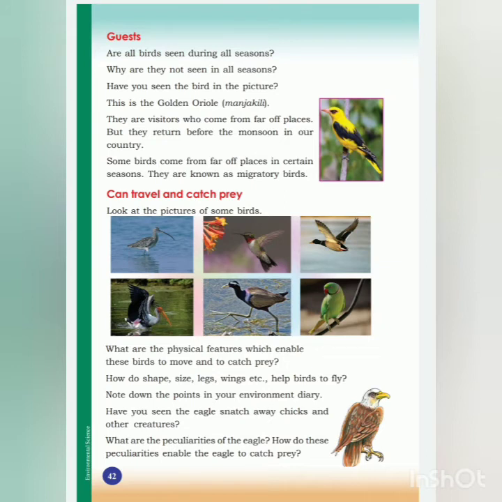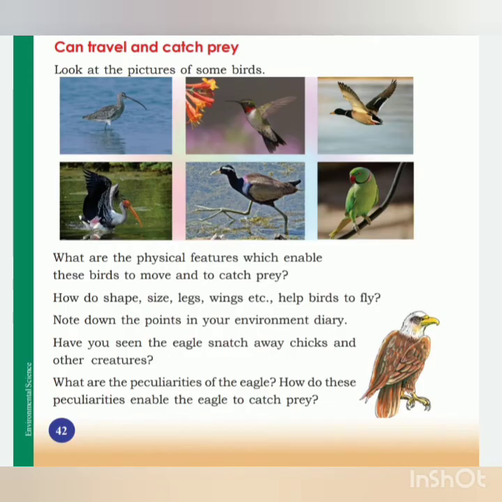The birds migrate from one place to another because if the place where they live is not favorable for them to live, they will move from that place to another favorable place. Golden oriole, Siberian crane, Arctic tern are some examples of migratory birds.